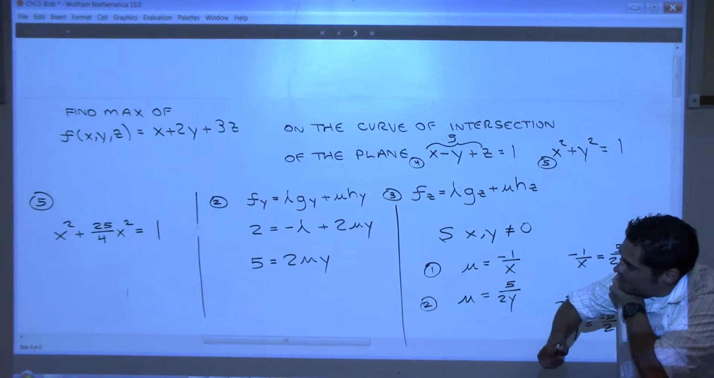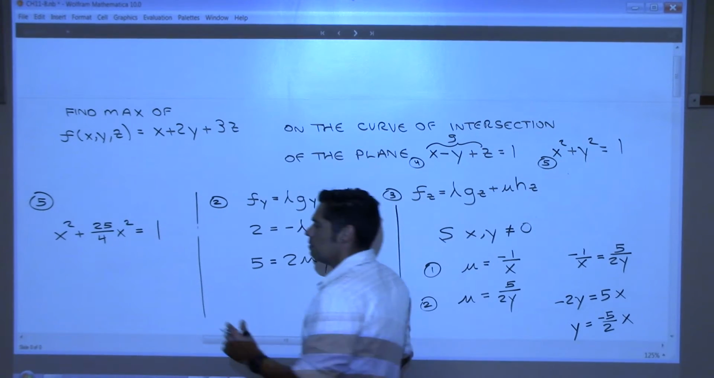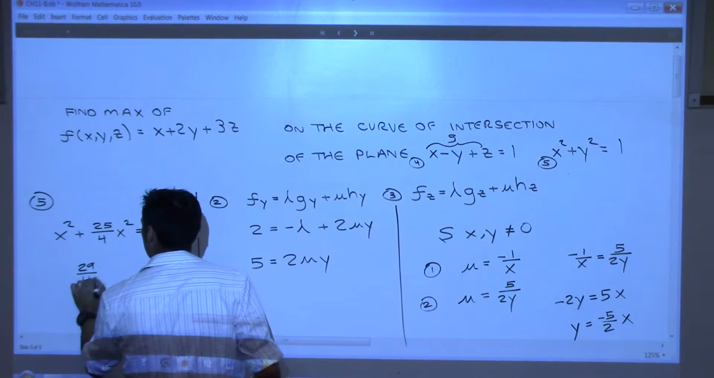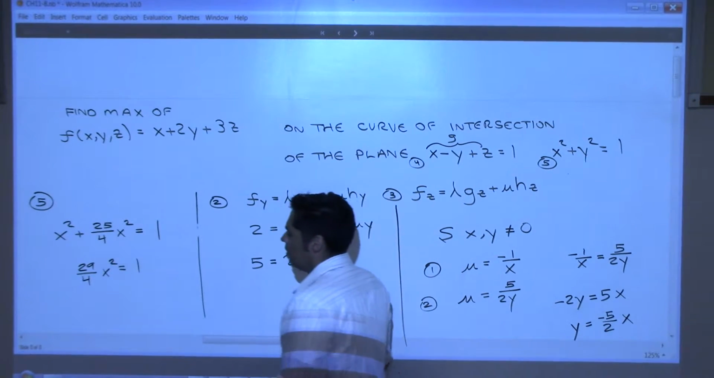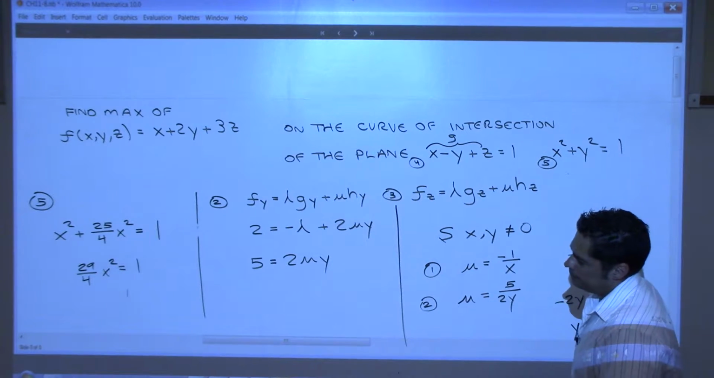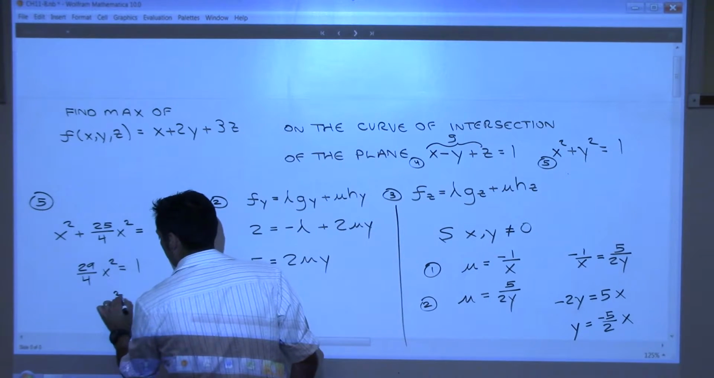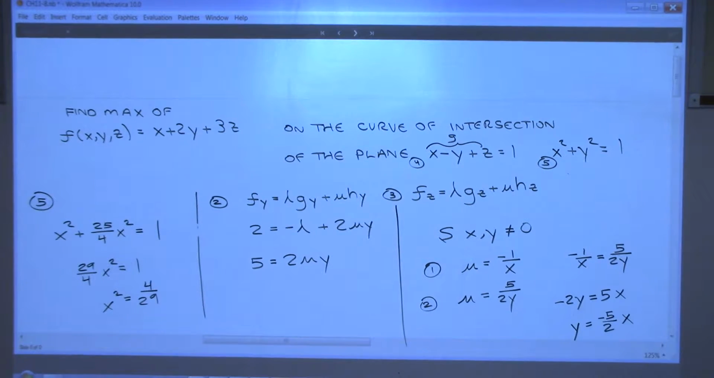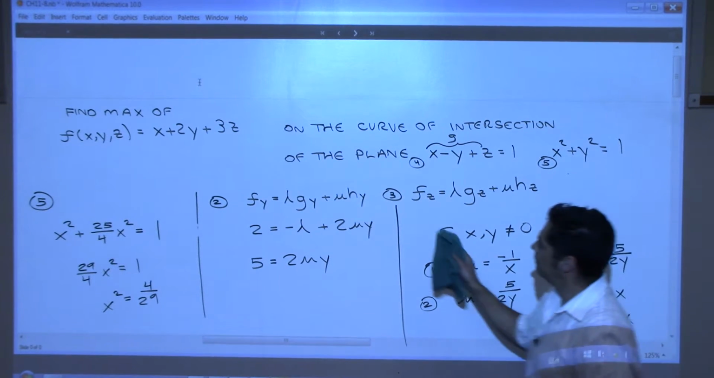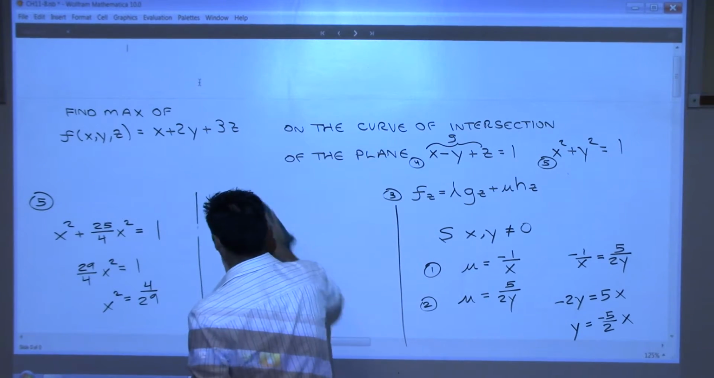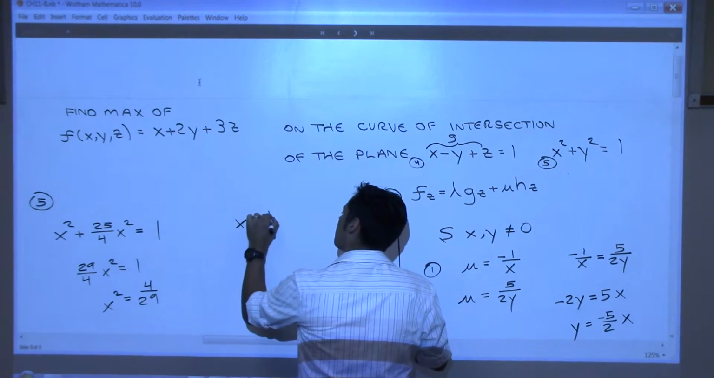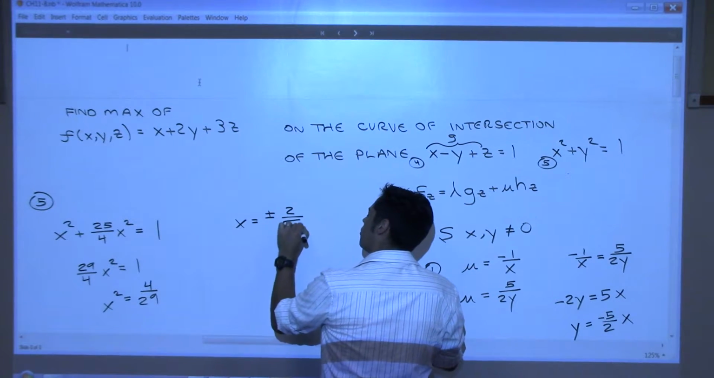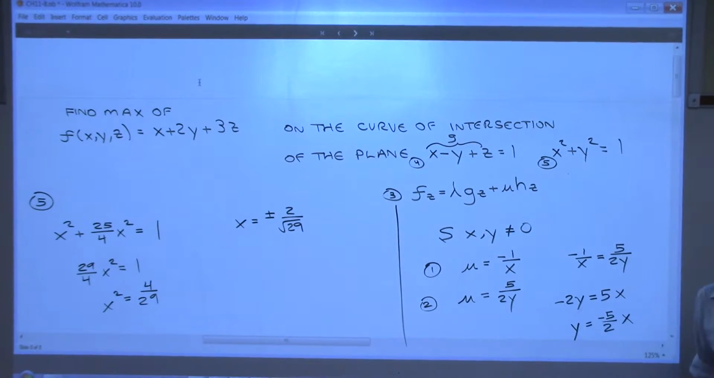So what is that? 29 fourths x squared is 1. X squared is 4/29. And so finally, X would be plus or minus 2 over root 29. All right, so I have to look at both of those cases now, don't I?